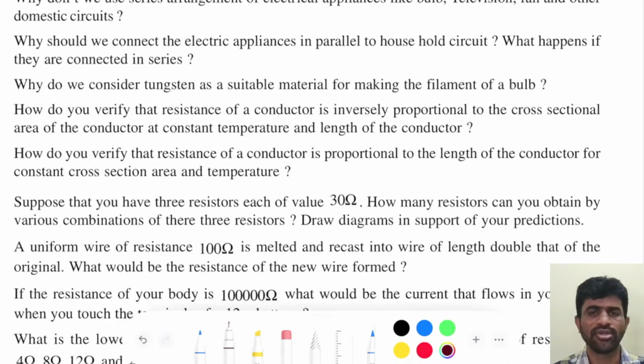And one more case, we can arrange all of them in parallel, 1 by 30, 1 by 30, 1 by 30, which is 3 by 30. They are in parallel. Later it will become 30 by 3. That is the parallel connection, where we get minimum resistance.